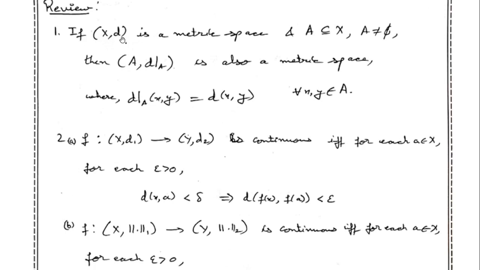The first result is that if we have a metric space X with metric d, and a non-empty subset A of this metric space, then we can define a metric on this subset as a restriction of the original metric. That means whatever points we consider in A, their distance in A itself is the same as the distance of these 2 points in X, because A is a subset of X. So this is the restriction metric we defined. Why are we considering this?